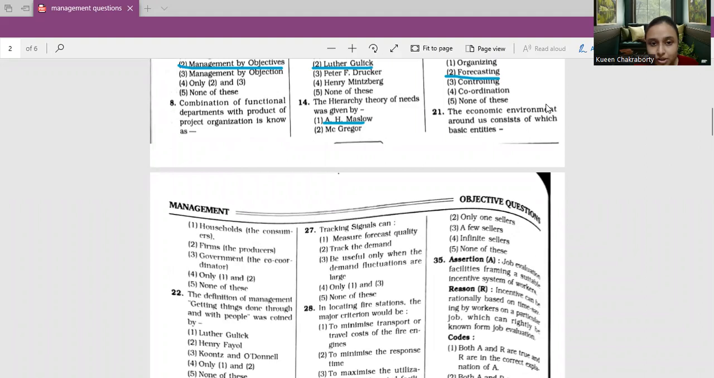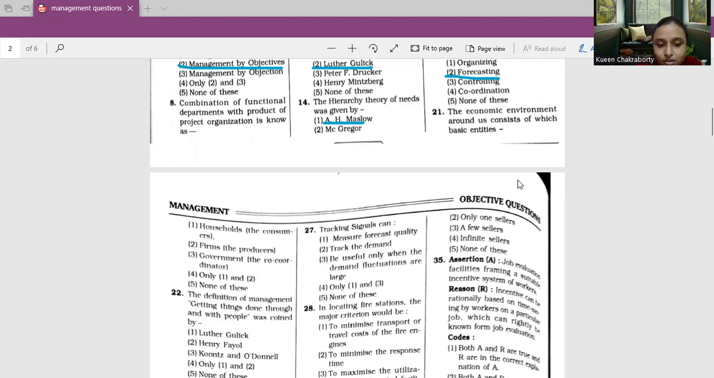In this video, we'll try to complete the next set of questions, that is from question number 21. Question number 21 states that the economic environment around us consists of which basic entities? Number one, households, that is the consumers. Number two, firms, that is the producers. Number three, government, that is the coordinator. Number four, only one and two, that is households and firms. And number five is none of these.